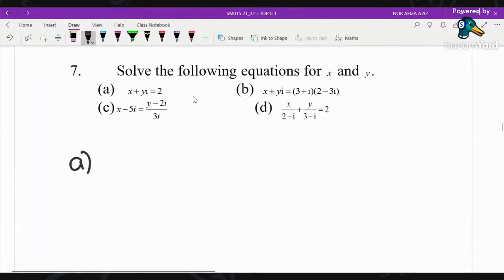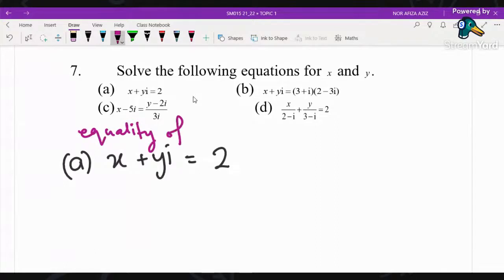So in part A, we have x plus yi equals to 2. So how to solve this equation? We will use the concept of equality of two complex numbers. Let us proceed. Here we have x plus yi equals to 2. I can write actually over here plus 0i.